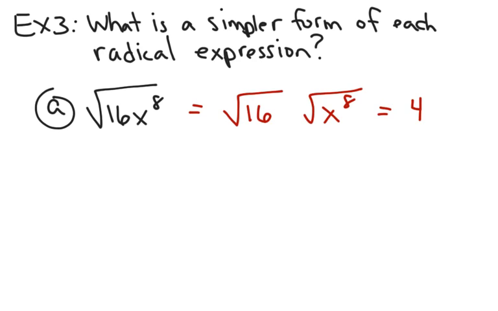And some of you might figure out that the variable with an exponent that you multiply by itself to get x to the 8th is x to the 4th. So the answer must be 4x to the 4th.